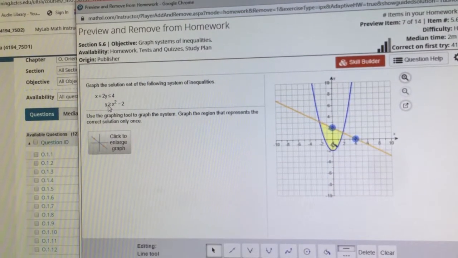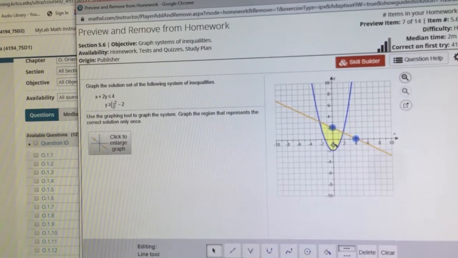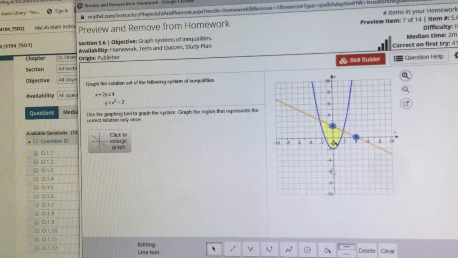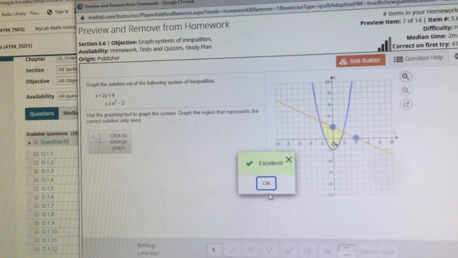Now make sure I got a solid line, so I'm good on that. If I didn't have a solid line under there, it has to be dotted. So I would do this, but I think I'm good. All right, good deal.